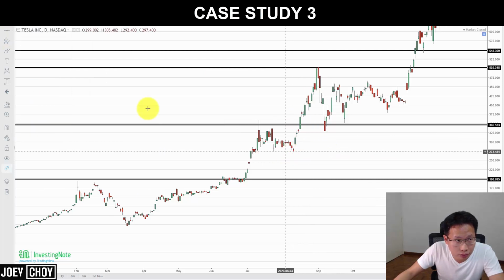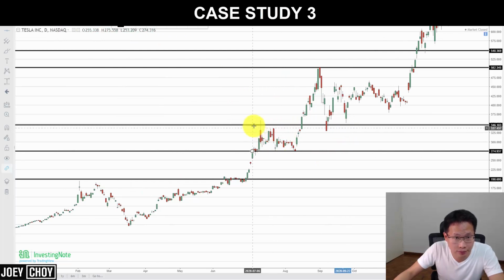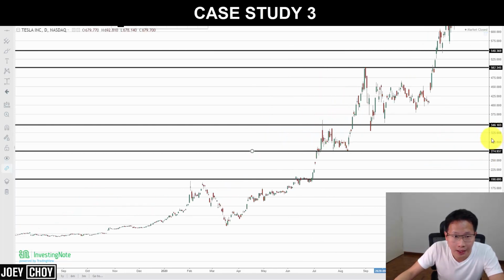That would be, I would say, the 275 level here. Right here. You see we're consolidating for a while, probably about 1 month plus, from like 275 to 350, and then we broke up, right? So that would be a line as well.